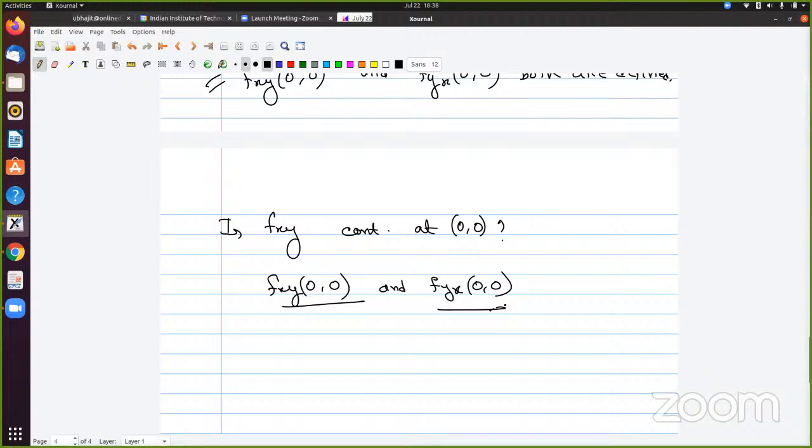Sir, I have a confusion here. Every time we check on (0, 0)? No, in all the questions, it does not necessarily have to be (0, 0). We can check it for any other point. That depends on the question. It depends on every question.